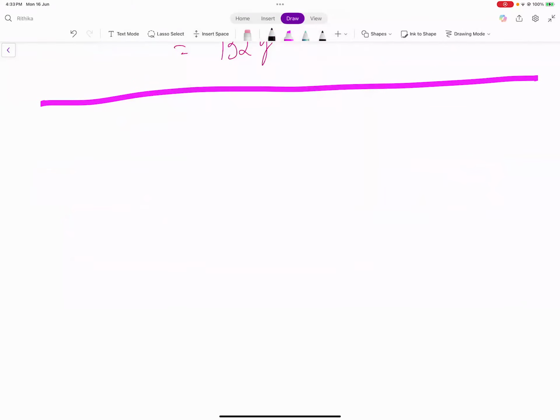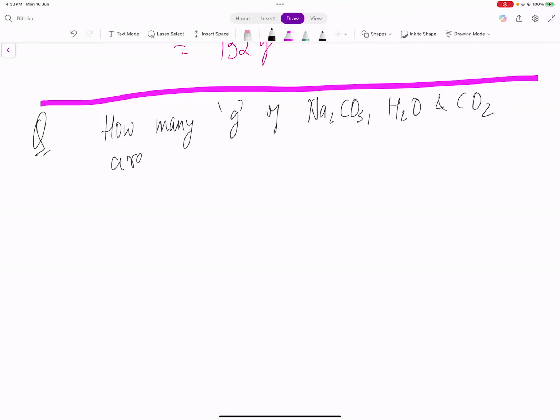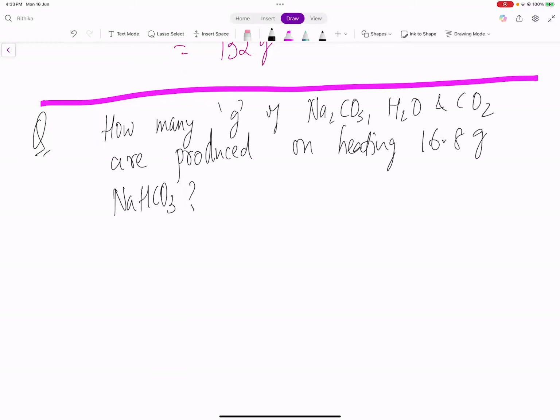See now, I'll question. How many grams of Na2CO3, H2O, and CO2 are produced on heating 16.8 gram NaHCO3? Okay, this is the question. I'll do it.